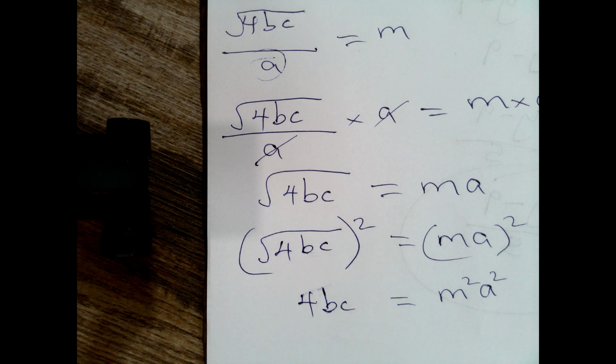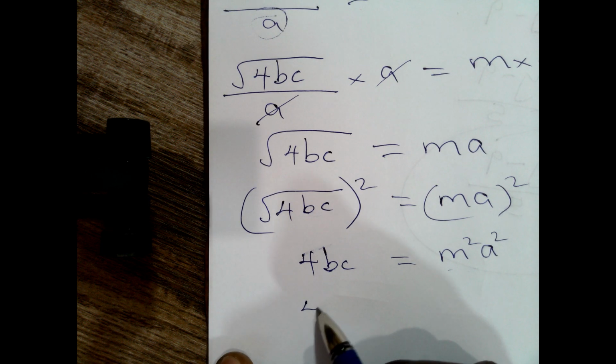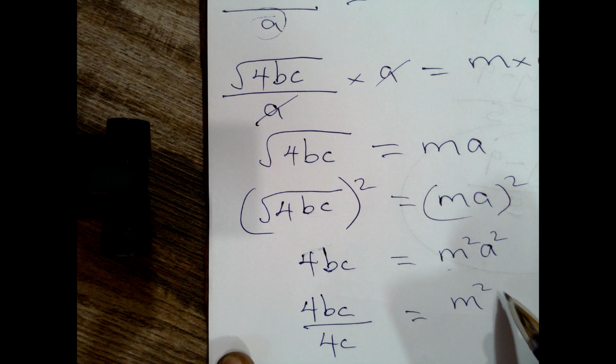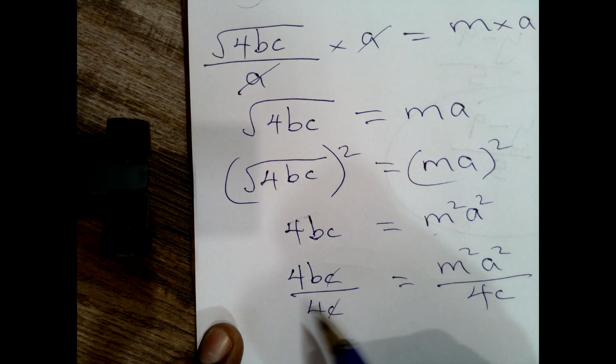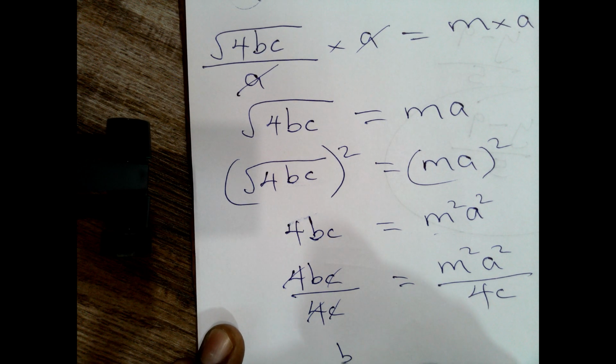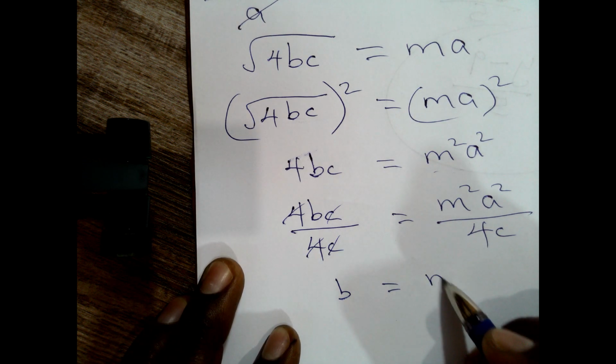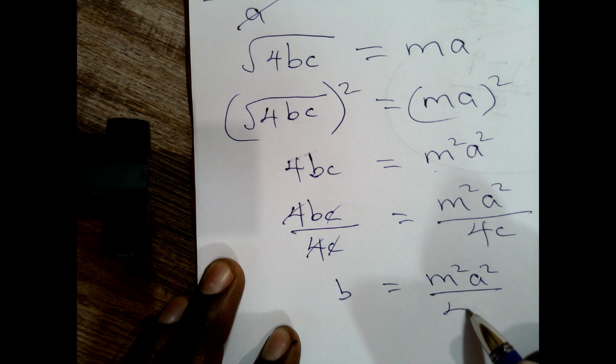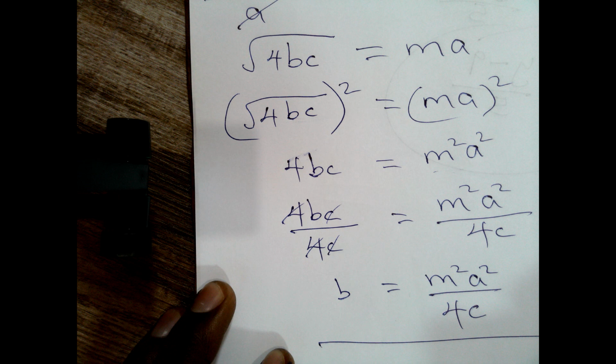So, looking at the left hand side, what can we do next? If we want to end up with b on the left hand side only, we have to divide the left hand side by 4c. And whatever we do on the left hand side, we have to do on the right hand side. So 4bc divided by 4c will give us m squared a squared over 4c. The c will cancel out, the 4 will cancel out, and we're going to end up with b equals m squared a squared over 4c. That's the answer.